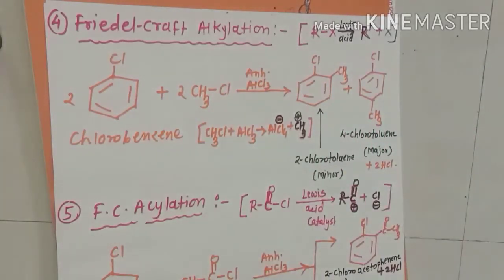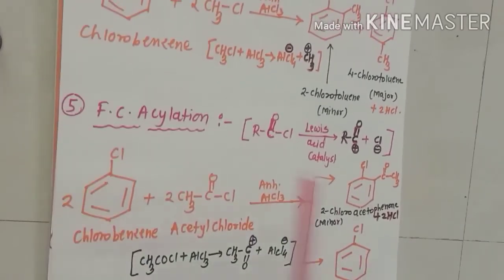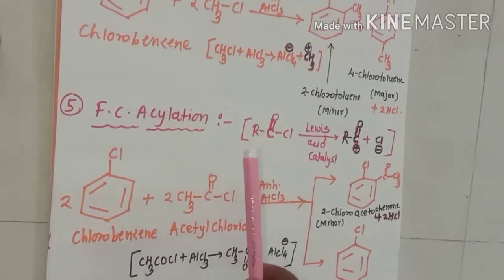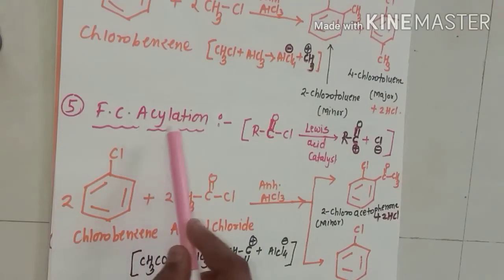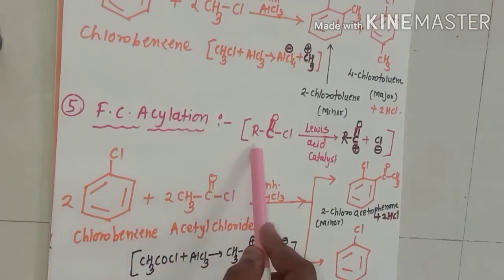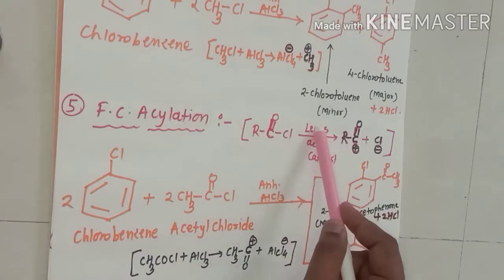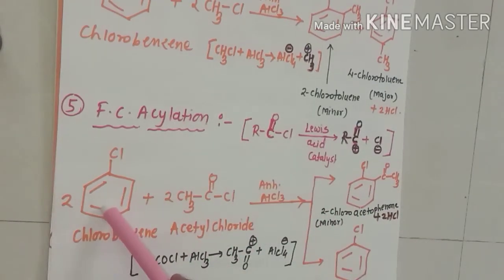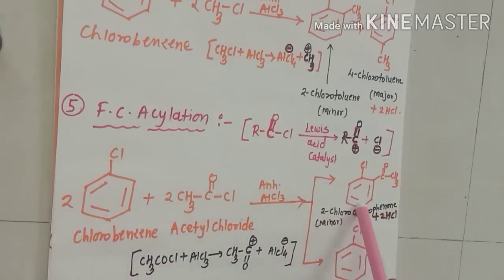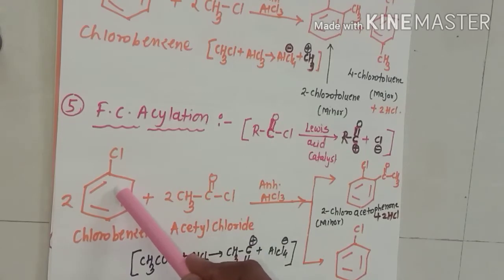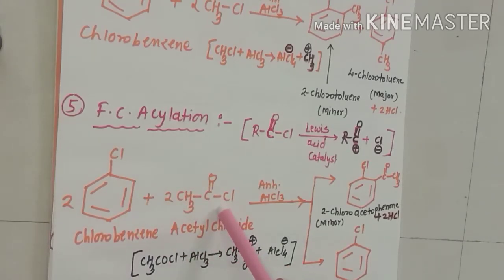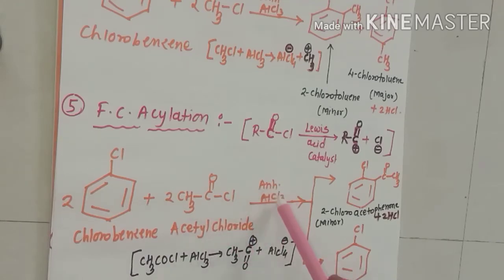Now the second Friedel-Crafts reaction is Friedel-Crafts acylation. In acylation, we treat acyl chloride in presence of Lewis acid with aryl halide to give a mixture of two acyl substituted haloarenes, that is chlorobenzene. Here we treat two chlorobenzene molecules with two acetyl chloride molecules in presence of anhydrous AlCl3.